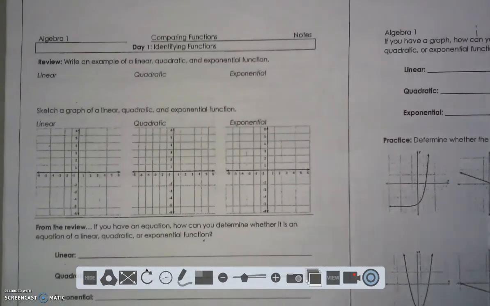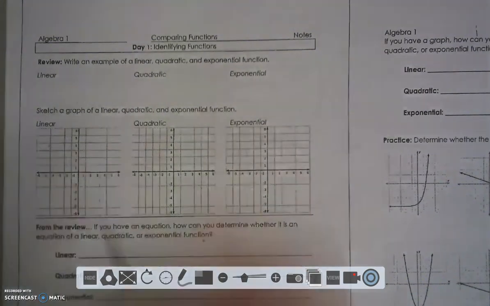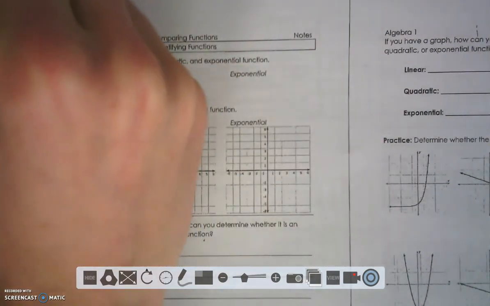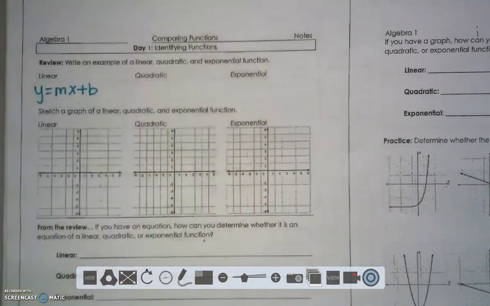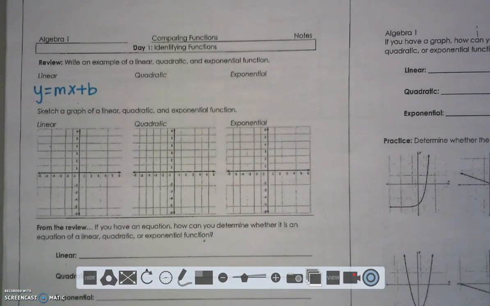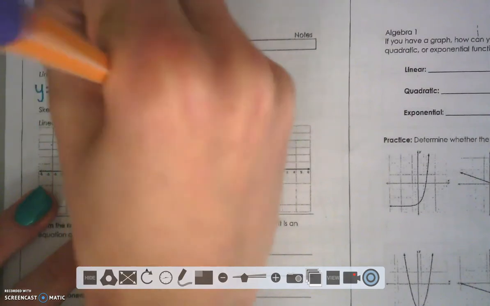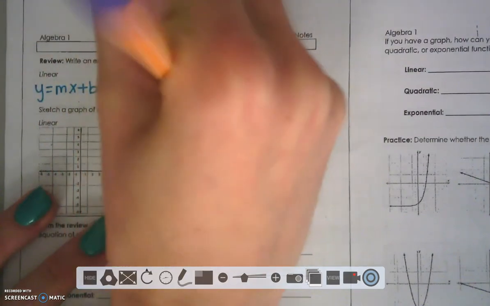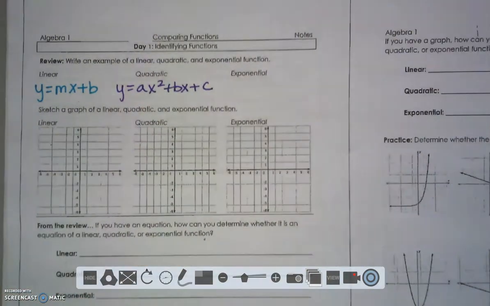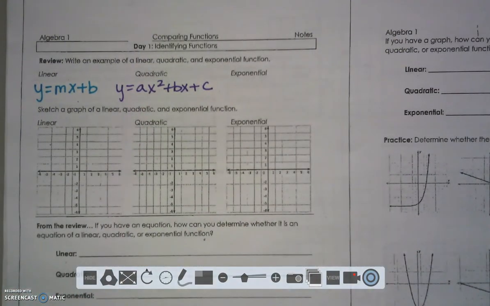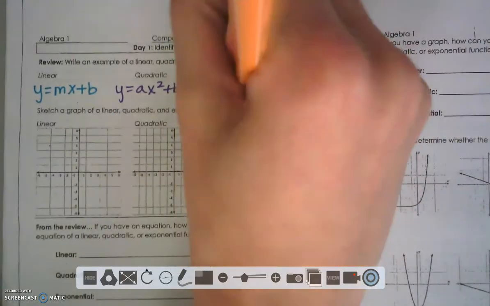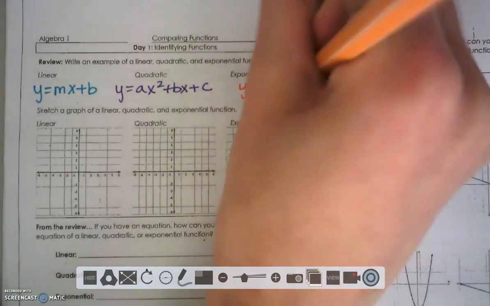Our last unit, and we're going to compare the three functions that we have talked about all semester long. Remember, the first function we talked about was linear, and that is y equals mx plus b. The second function we talked about was quadratic, and that is y equals ax squared plus bx plus c. And the last function we talked about was exponential, and that function is a times b raised to the x.